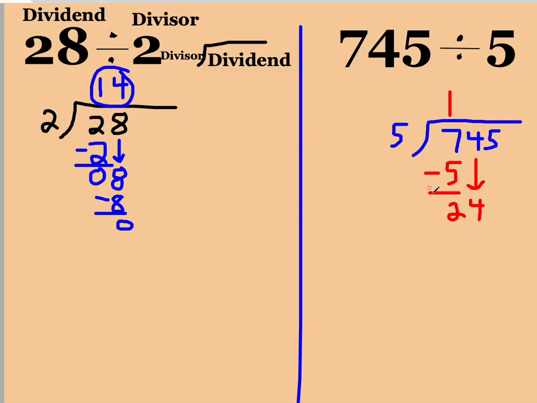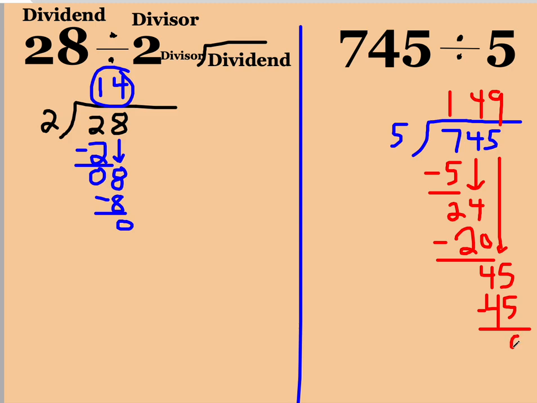How many times does 5 go into 24 without going over? 5, 10, 15, 20. Okay, so knowing my multiples is going to be faster than me counting each time. So it's 4 times. 4 times 5 is 20. And notice how with my quotient, with my answer, I'm putting them right above the place values. And I've got 4. Drop down the 5. 5 goes into 45 without going over 9 times. 9 times 5 is 45. So in this case, I have no remainder. My final answer is 149.